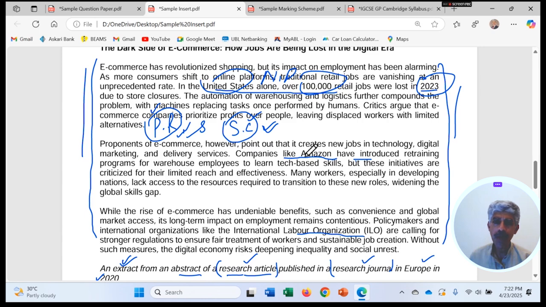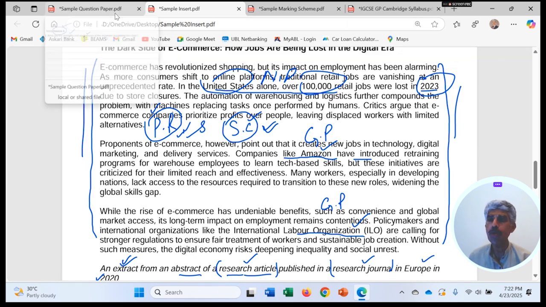proponents of e-commerce, however, point out that it creates new jobs in technology, digital marketing, and delivery services. Companies, I mean, these are the global companies delivering the products around the globe. So you can say it is the global perspective given over here, and this is related to the whole of the world. And then while rise of the e-commerce has undeniable benefits, such as, the global organization data is also given over here. Again, the global perspective is given. So the whole of this extract contains multiple perspectives of United States and the whole of the world.